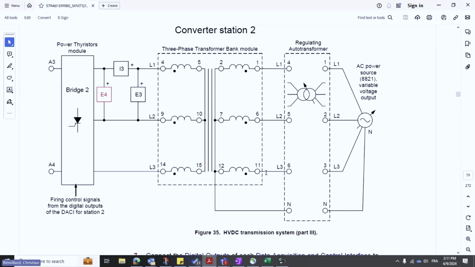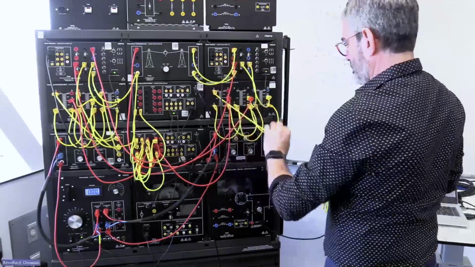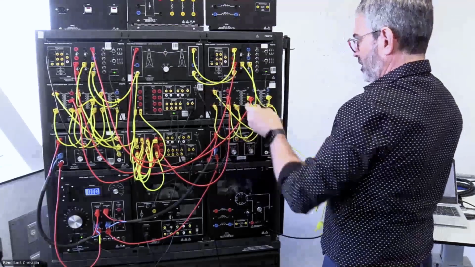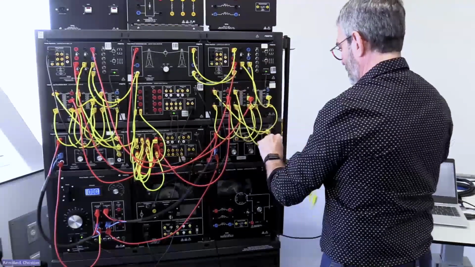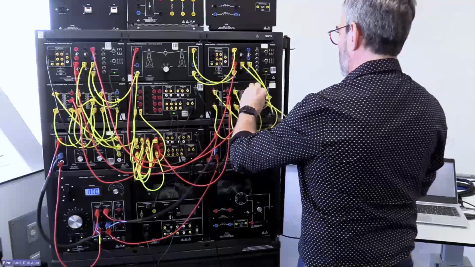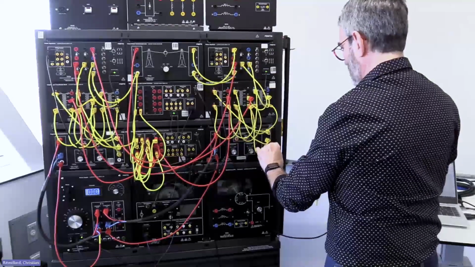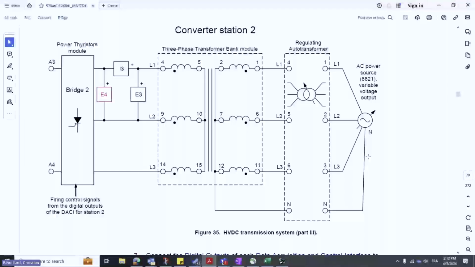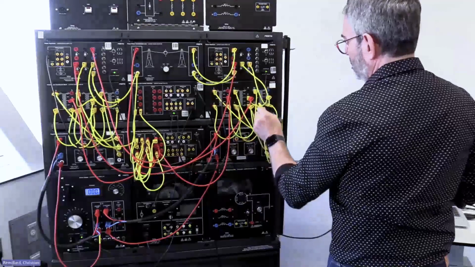Now let's go to 1, 6, and 11 of our transformer to go to the regulating autotransformer. 1 goes to 4, 6 goes to 5, 11 goes to 6. And then we want to make sure that our neutral is also connected. So the neutral of our regulating autotransformer is connected with the neutral of our primaries. So 12, for example, the neutral here is connected to 12.